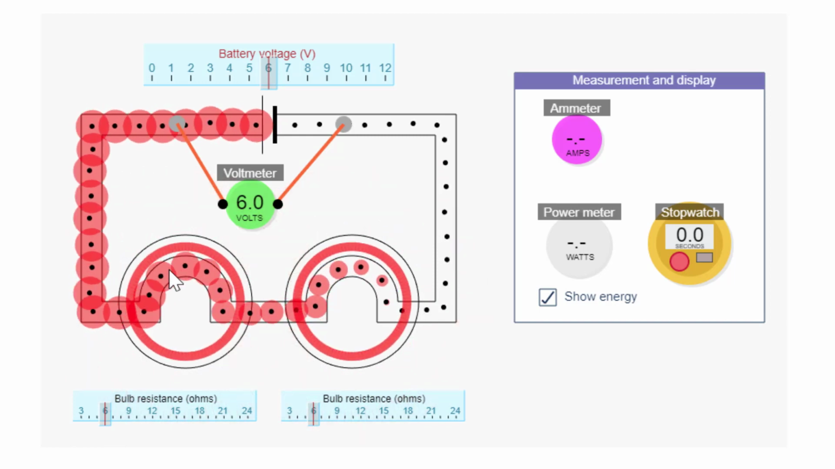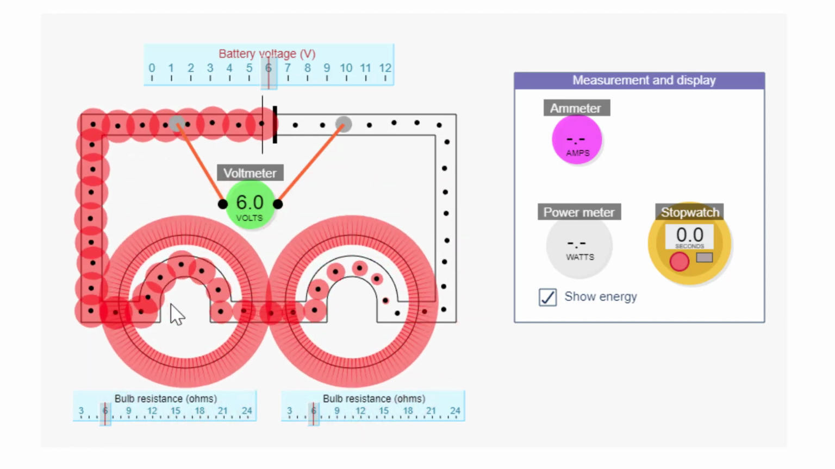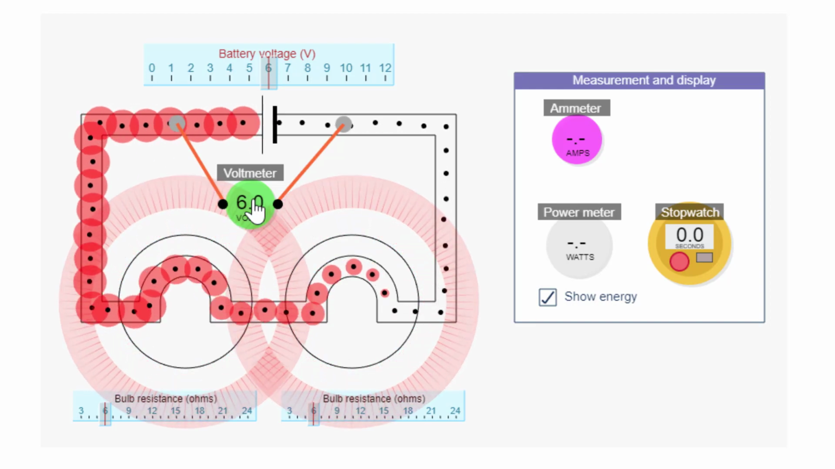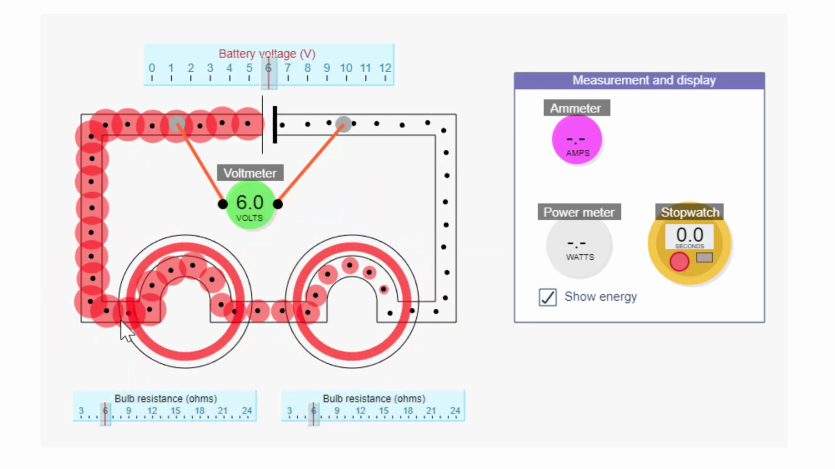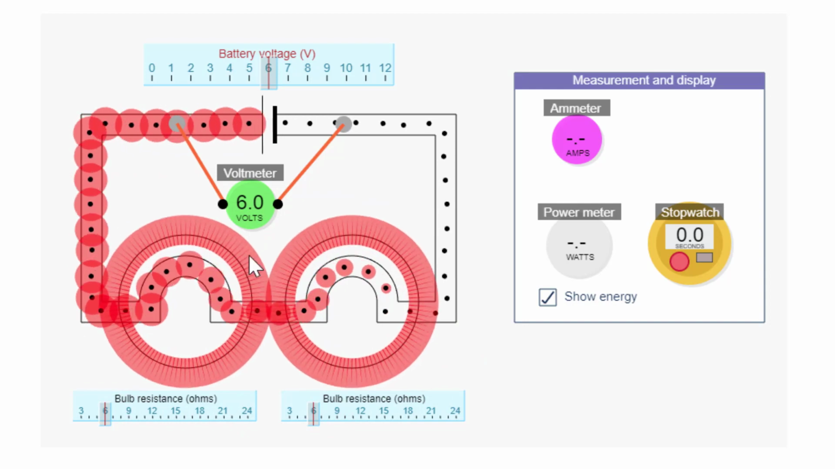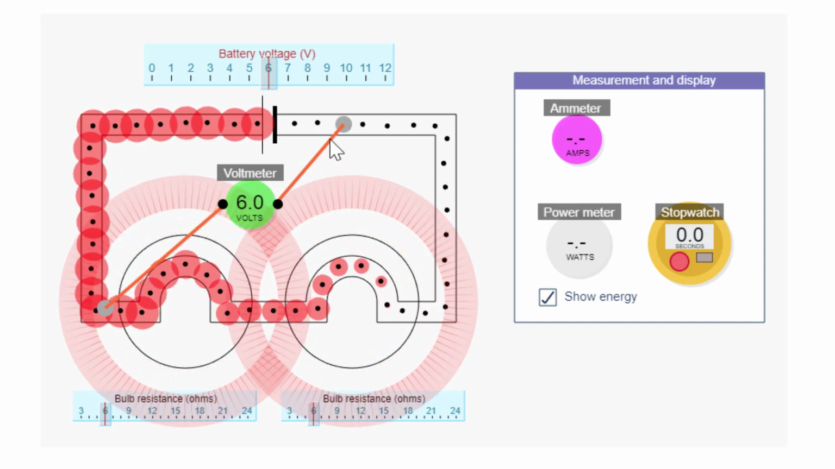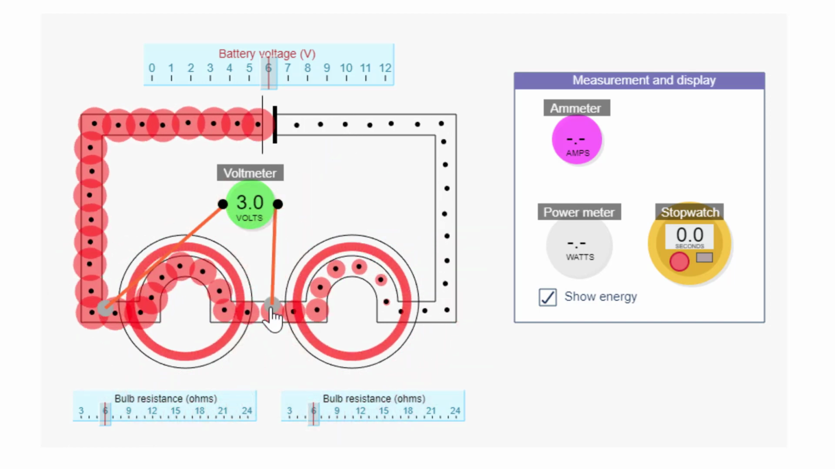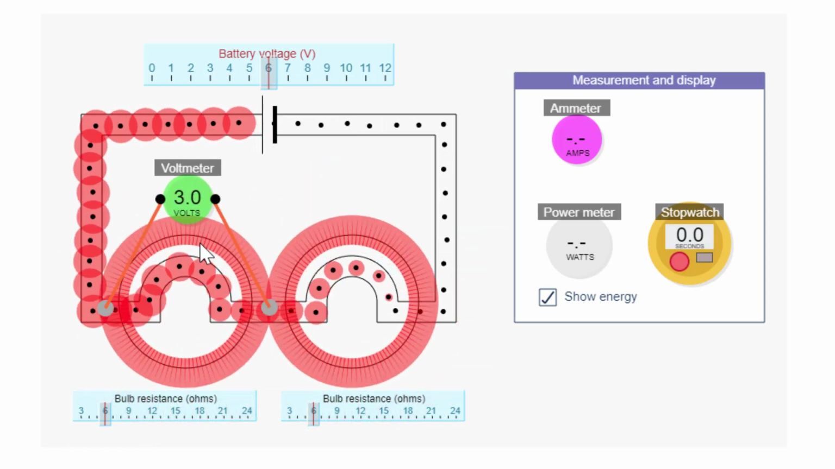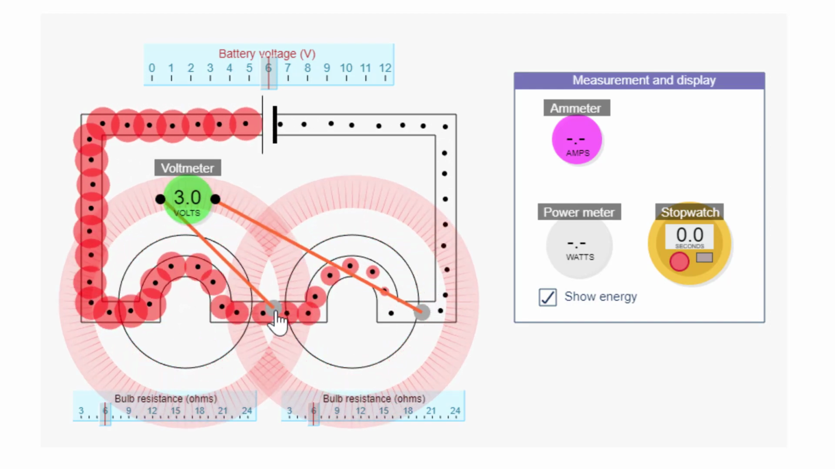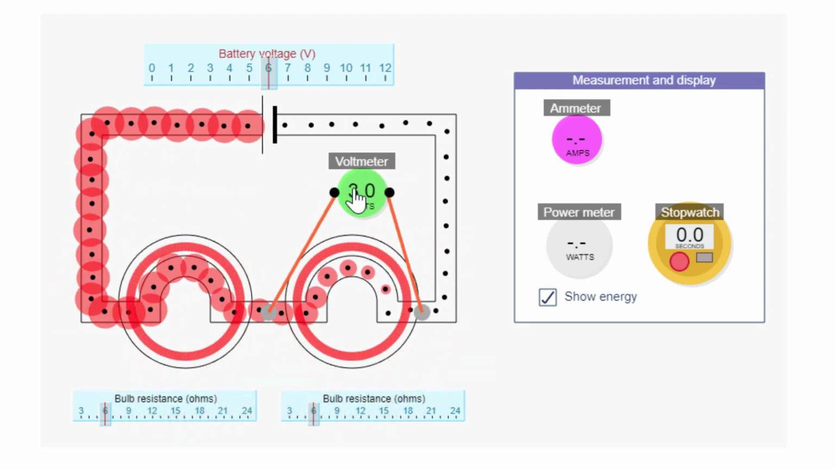If the resistances are the same, then they must share this total PD equally. So each will have a PD of 3 volts across them. Let's just check. Three volts and 3 volts. Good.